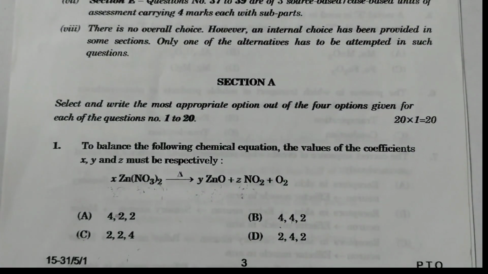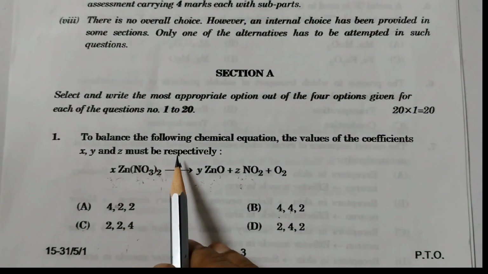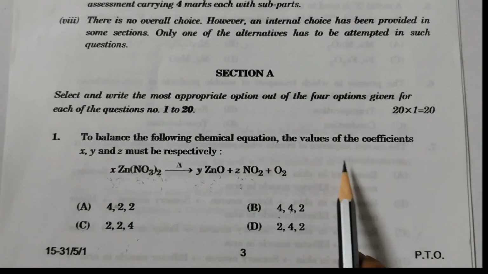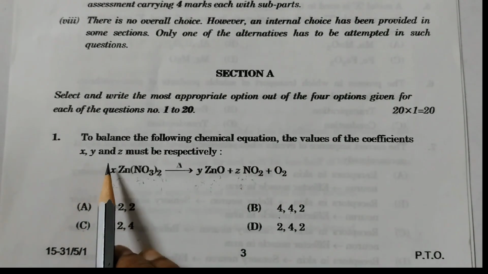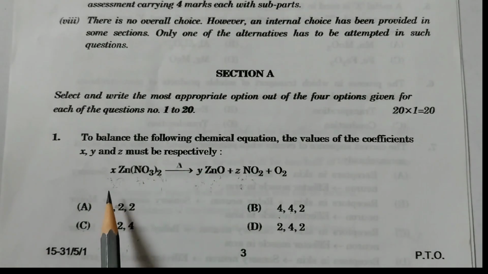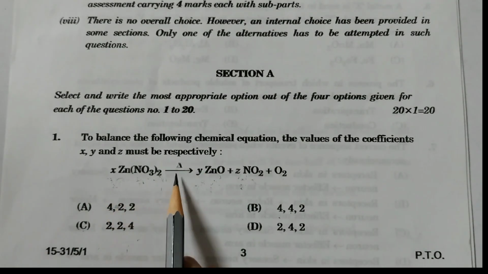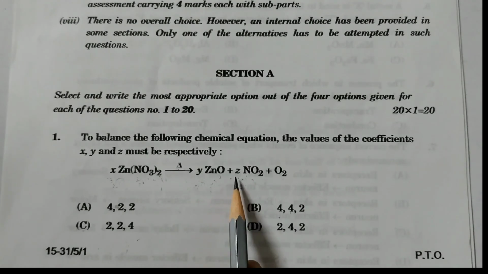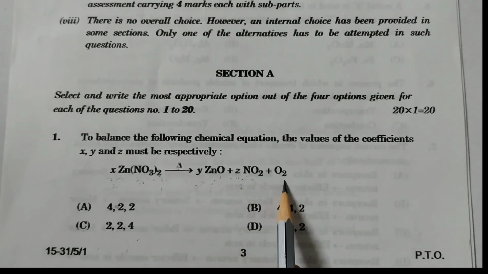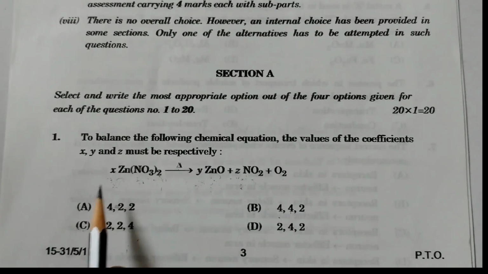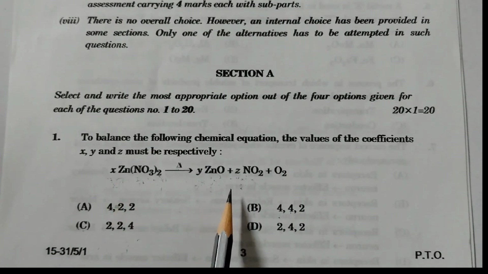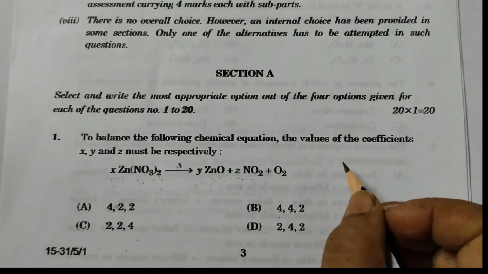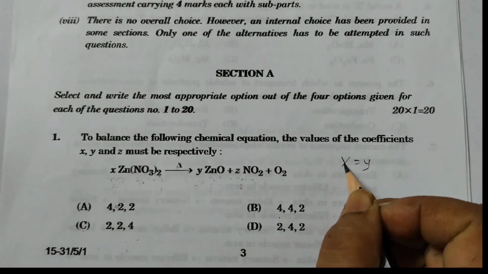The first question is, to balance the following chemical equation, the values of the coefficients x, y and z must be respectively: xZn(NO3)2, heat, gives yZnO plus zNO2 plus O2. We need to choose the correct option. Now if you observe carefully, we have zinc here and here, and nowhere else we have zinc. That means x must be equal to y.